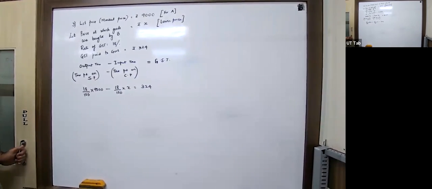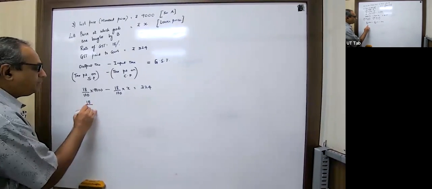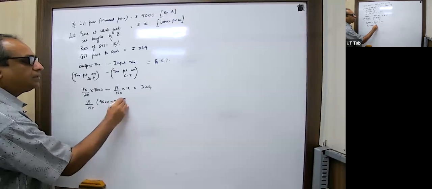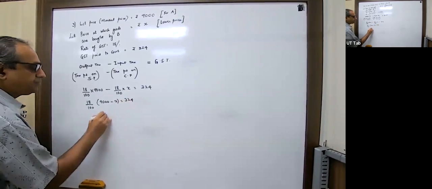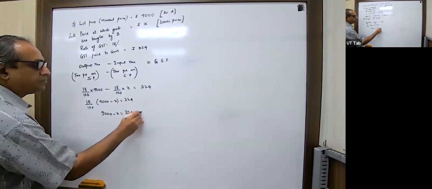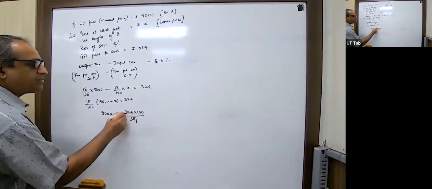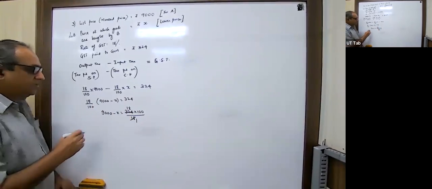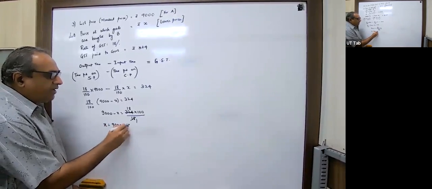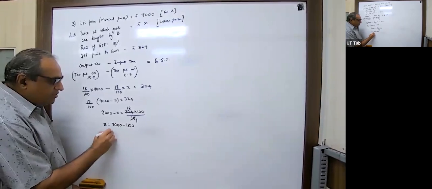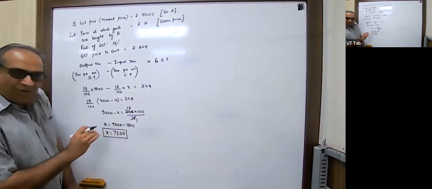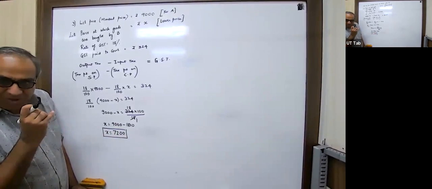हाँ? तो ये 18/100 कॉमन, 9,000, ठीक है बच्चों। 18 squared is 324. So X is 9,000 minus 1,800. So X is 7,200. This is the price at which B has bought, cost price.